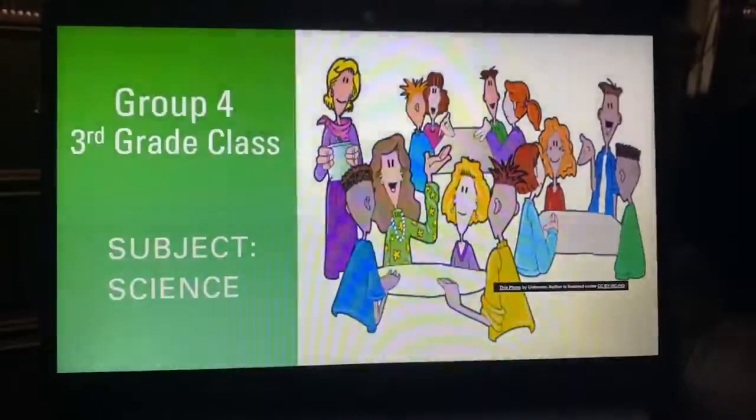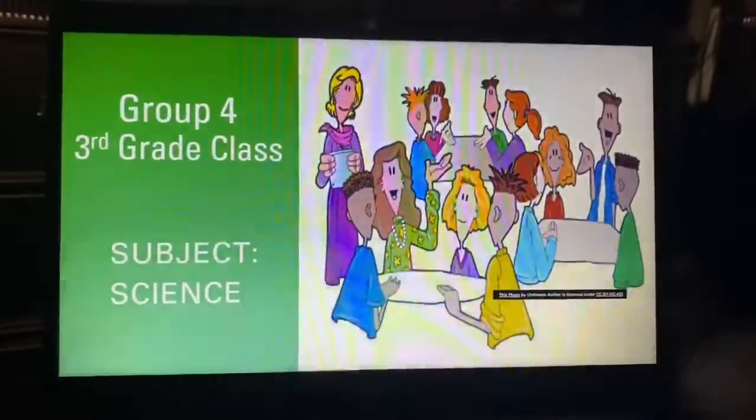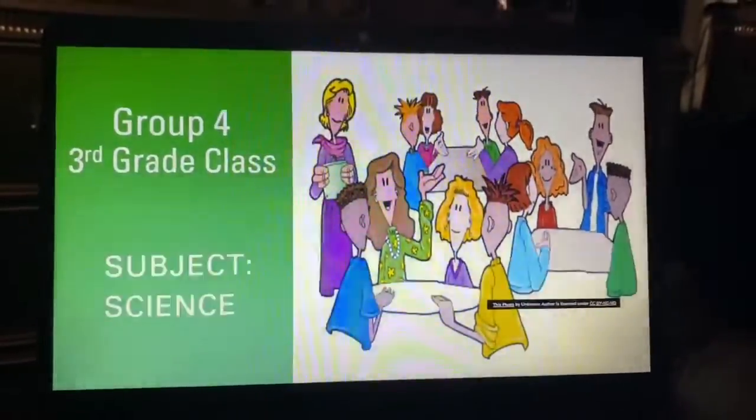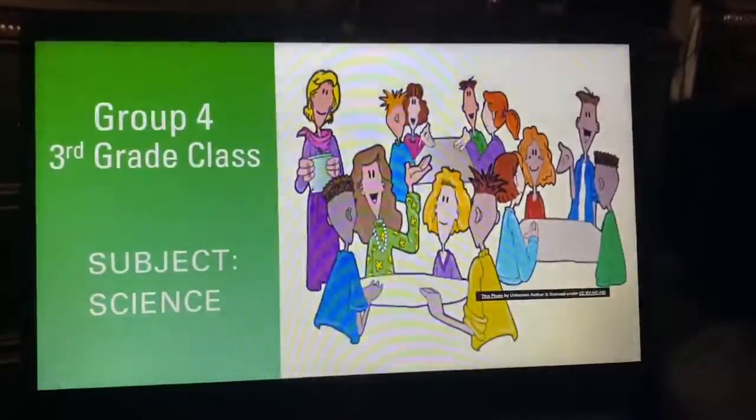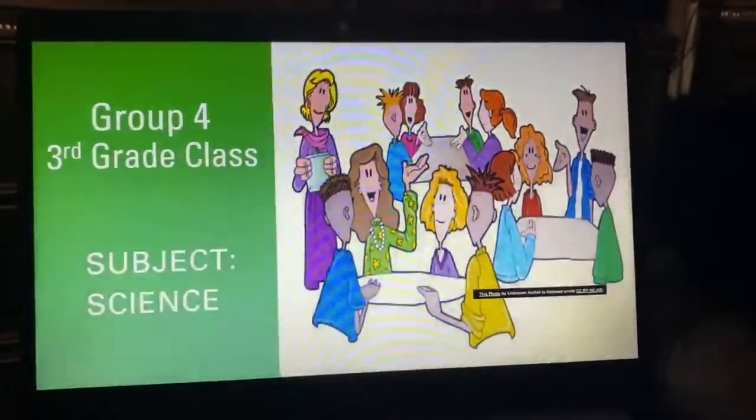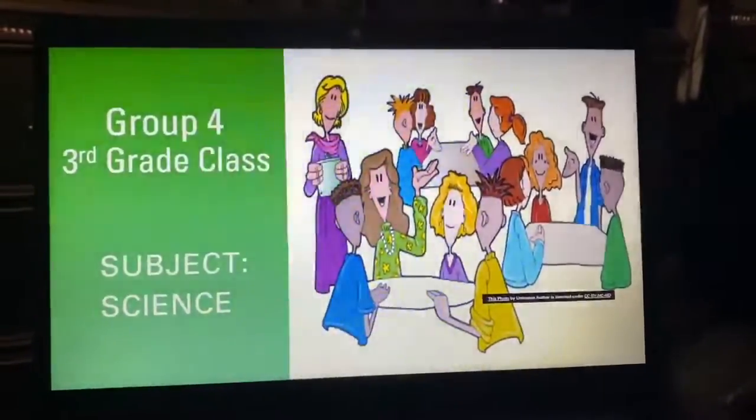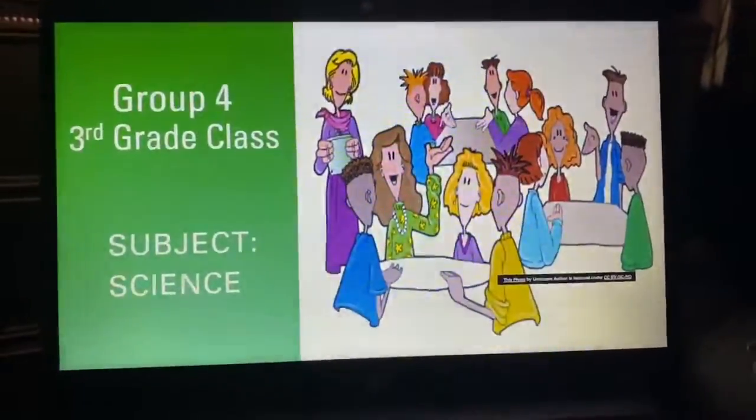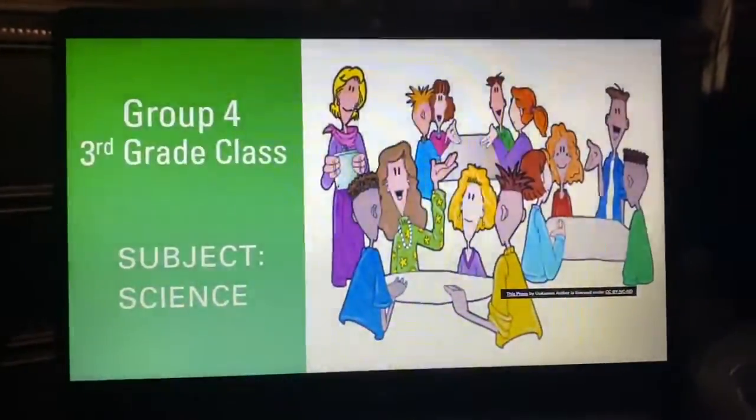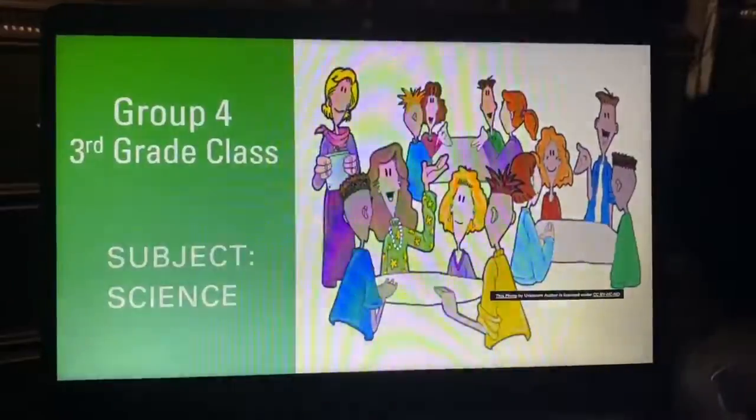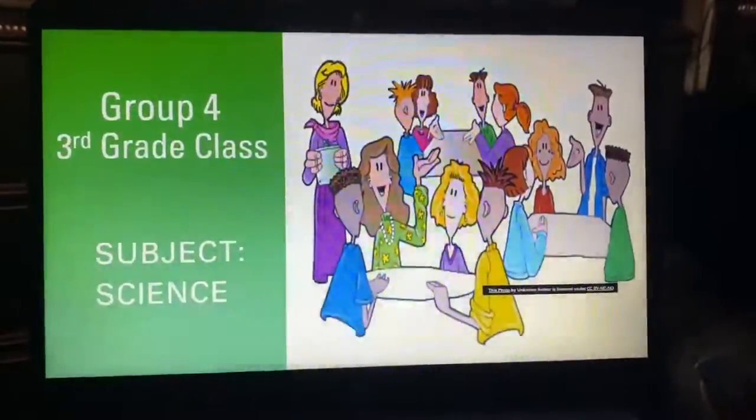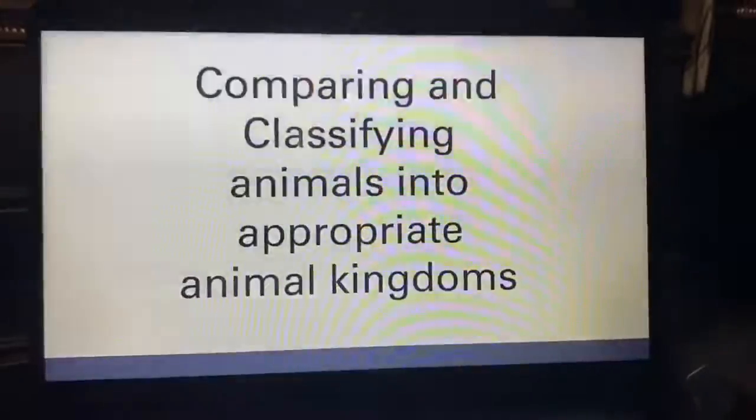So today, we're going to first focus on science. What we're focusing on, we're going to look over vertebrates and invertebrates. Does anyone know what a vertebrate and an invertebrate may be? Remember to raise quiet hands. Okay, let's find out since no one knows.